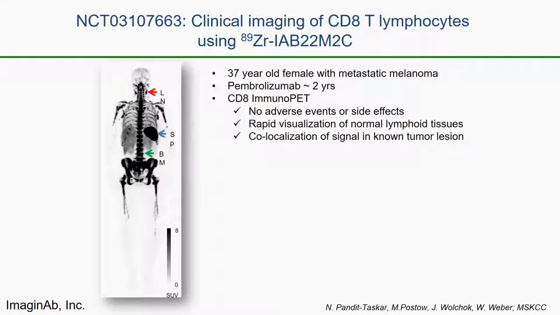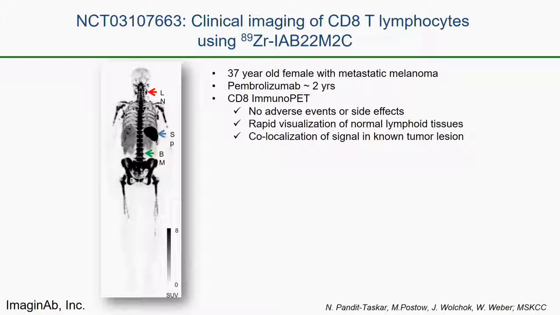So finally, the clinical trial is underway. There's probably been about 5 or 6 patients that have been imaged, most of them at Memorial Sloan Kettering, led by Nita Pandit-Taskow, Jed Walchuk, Wolfgang Weber, and Mike Postow. And so this is one of the first patients that was imaged. She is a 37-year-old female with metastatic melanoma who's been on checkpoint inhibitor therapy for about 2 years. And what we see when we image with CD8 immunoPET, first of all, it's important to note that there were no adverse events or side effects noted in any of the patients.